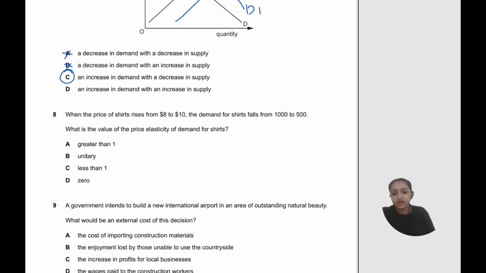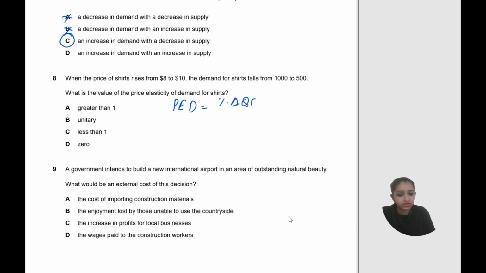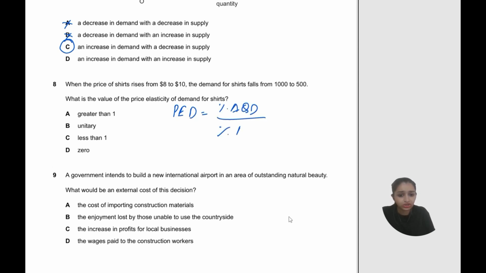Next question, the eighth one. When the price of a shirt rises from $8 to $10, the demand for the shirt falls from 1,000 to 500. What is the value of price elasticity of demand for shirts? A lot of students are unable to attempt this question because they have not memorized the formula for PED. The formula for PED is equal to the percentage change in quantity demanded upon the percentage change in price.